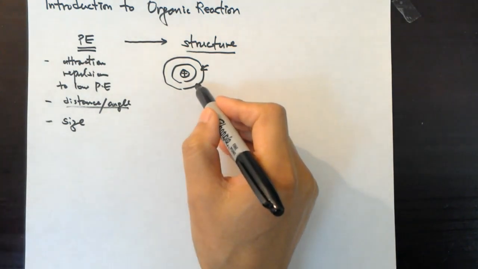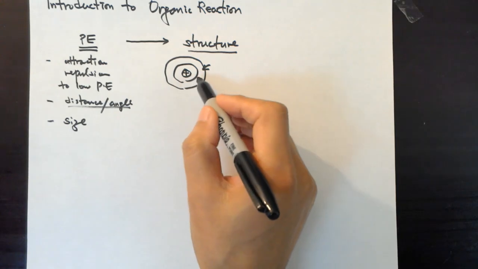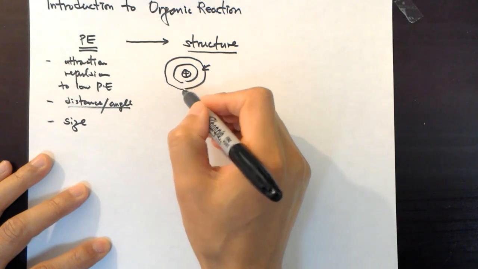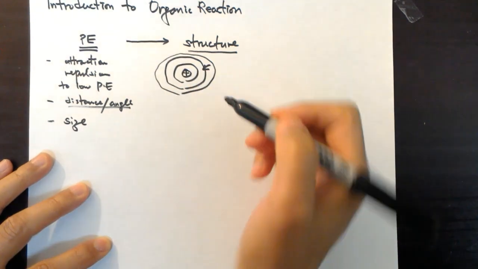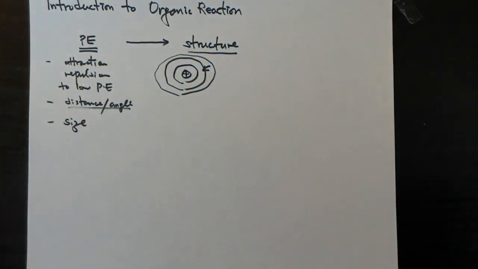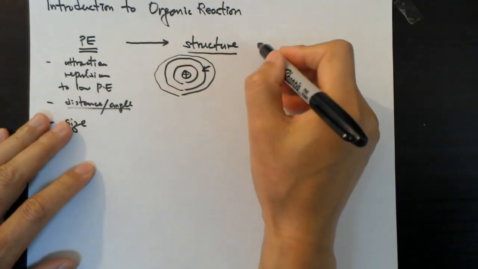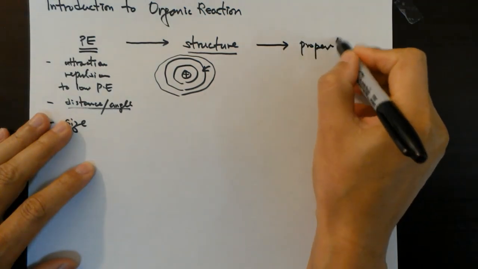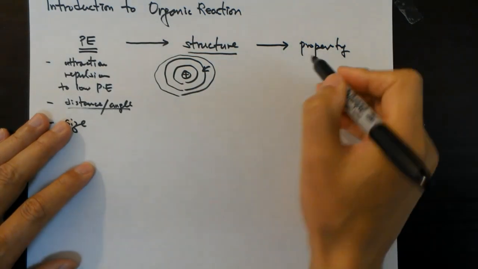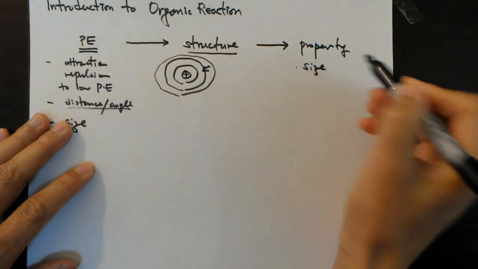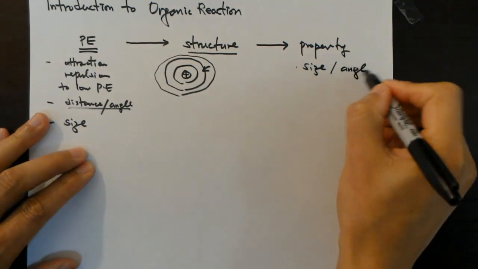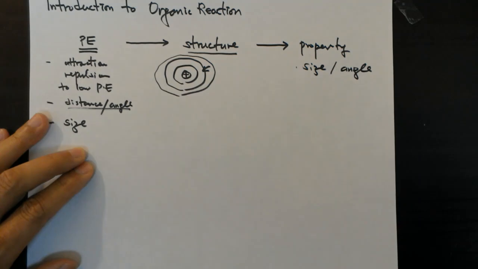So the amount of charge is important, but also when you compare different atoms, how many shells you have is another factor that changes the size. But not only the size, some properties. Of course, size and angle between bonds if you are dealing with molecules.